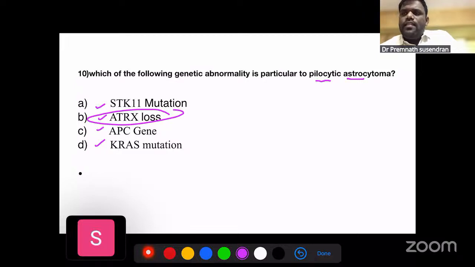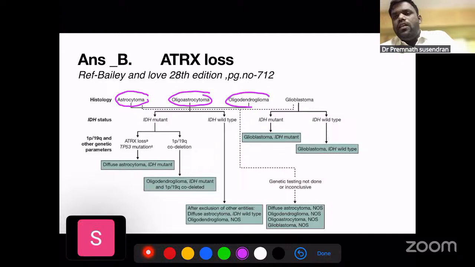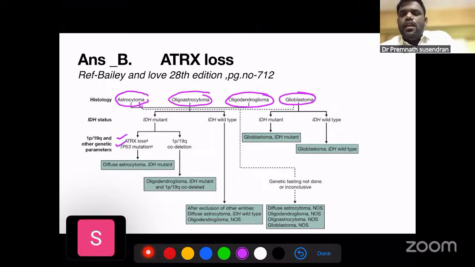Okay. So the reference for this question is Bailey also we can give, because Bailey gives a flow chart of histology of the main brain tumors like astrocytoma, oligoastrocytoma, oligodendroglioma, or glioblastoma. Okay. So in these patients, there are various types of mutations that happen. In the astrocytoma, the various mutations available are ATRX loss, p53 mutation, and 1p19q co-deletions.